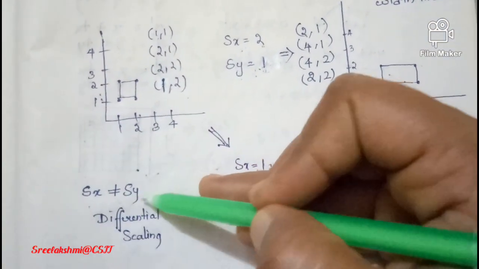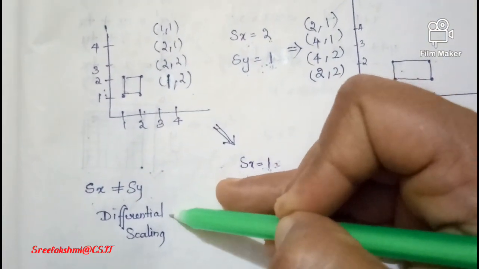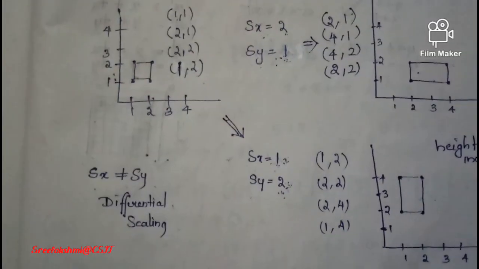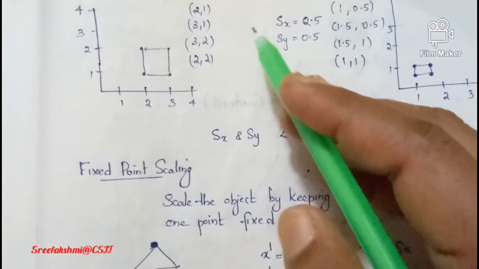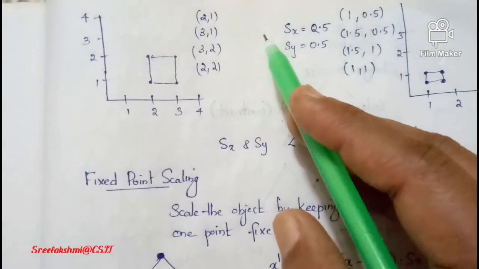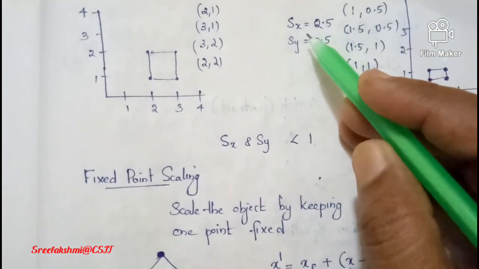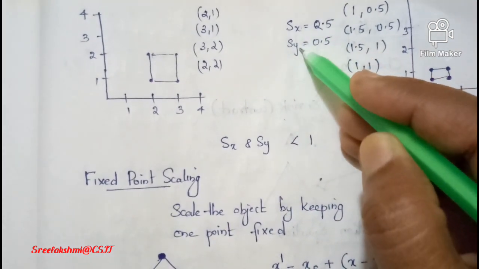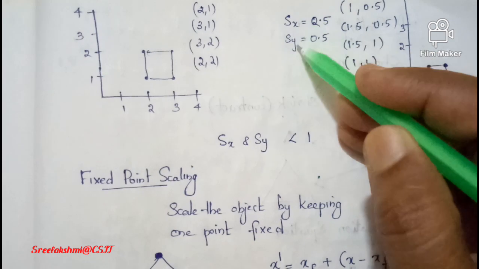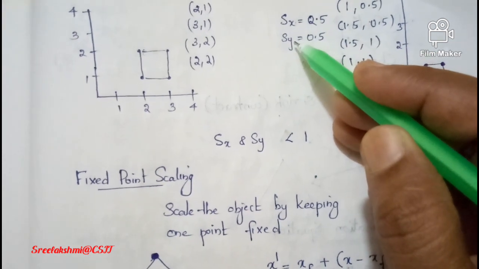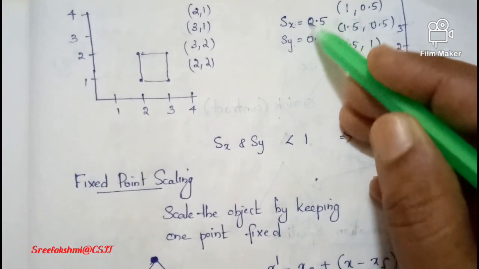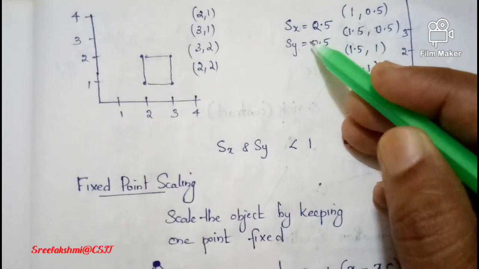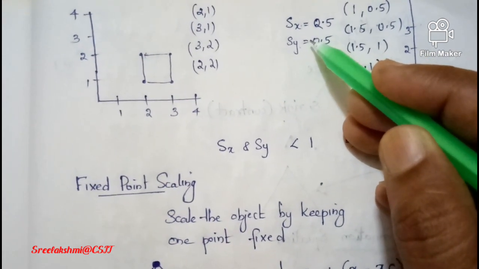When Sx and Sy are both different, it is called a differential scaling. Clear? So in all the previous examples, we have learned how both Sx and Sy became equal. When these two are equal, it contributes to uniform scaling. When these two parameters are not equal, it contributes to a differential scaling.